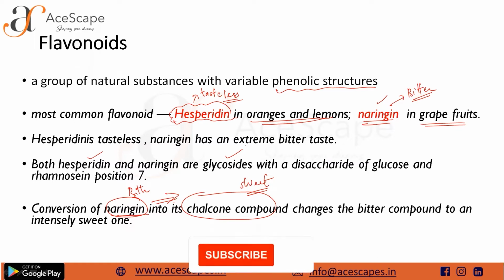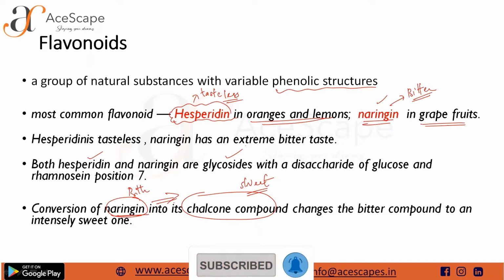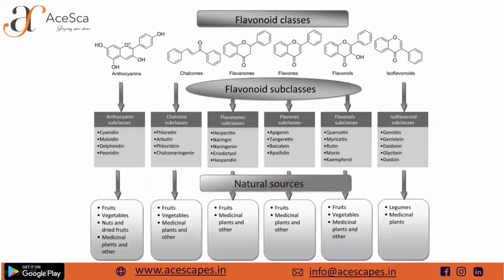In all these flavoring compounds, you just have to remember which is the compound, where it is present, and what is the taste. These are the important things. Generally, flavonoids are classified into many categories. Flavonoids can be anthocyanins, chalcone compounds, flavanols, flavones, flavonols, and isoflavonoids. This is the major classification of flavonoid components.